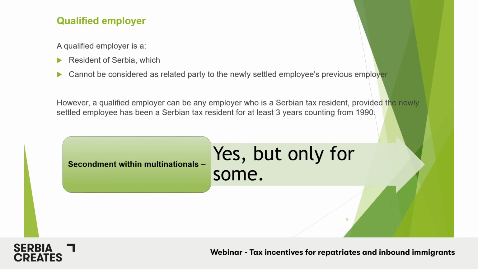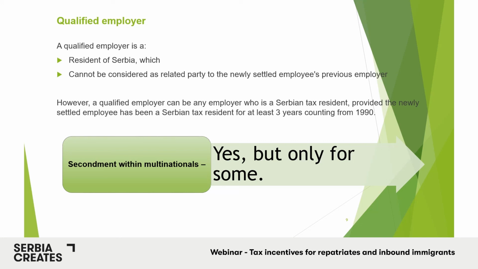So we wanted to motivate multinationals. If they are seconding people to Serbia, they should be seconding those who are more likely to stay once the period of the incentive expires, which is essentially Serbian citizens or former Serbian citizens. But Serbia cannot directly discriminate, although as a country which is not a member of the European Union, we are allowed to indirectly discriminate. So we were not able to say that for anyone holding a Serbian passport, a qualified employer is any Serbian resident employer.